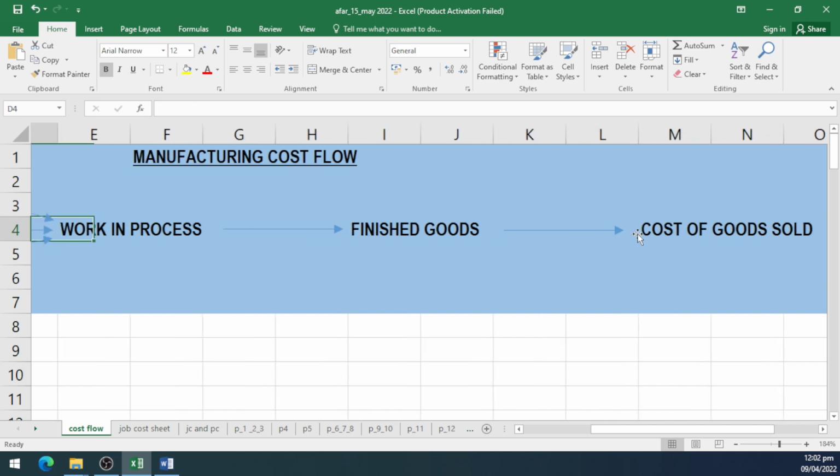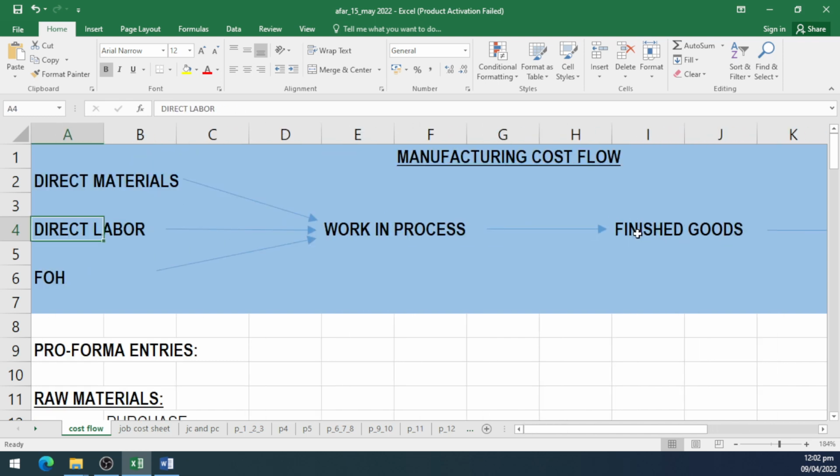So, tandaan po nyo itong flow ng manufacturing cost dahil all throughout our lecture on cost accounting, we will be dealing with this flow of manufacturing cost, except of course, pag ang tinake up natin ay backflush costing under just-in-time manufacturing, because the cost flow there is different from this traditional.